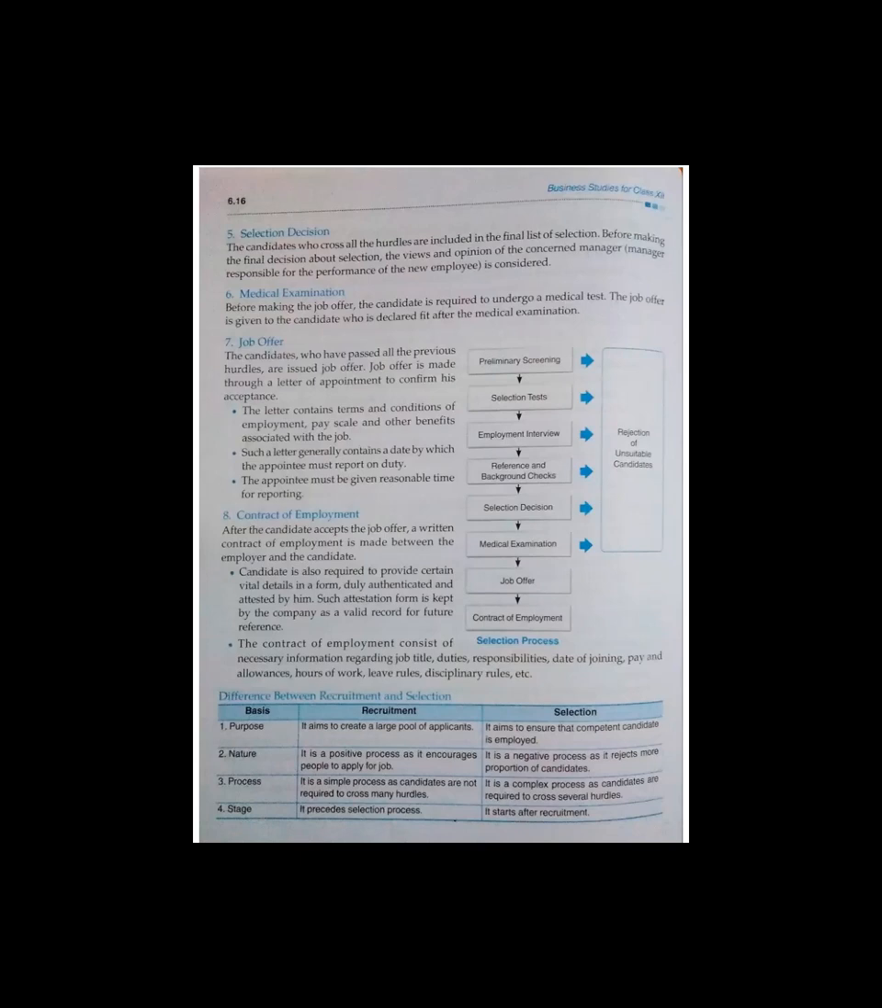And the seventh step is we will give them the job offer. So finally, we will give the appointment letter. Okay. So what is an appointment letter?